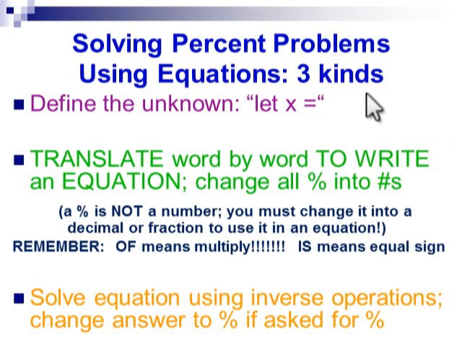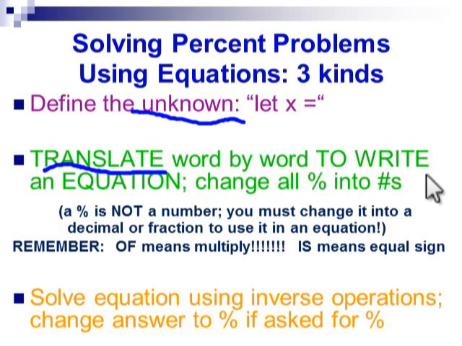So in all these problems, you're going to have an unknown, and you're going to just tell what the unknown stands for. If it's a number, you write let x, or whatever letter you decide to use, equal a number. If it's a percent, you say let p, or whatever the variable is that you decide to use, equal the percent. Then you're going to translate the sentence or the question word by word to write an equation.